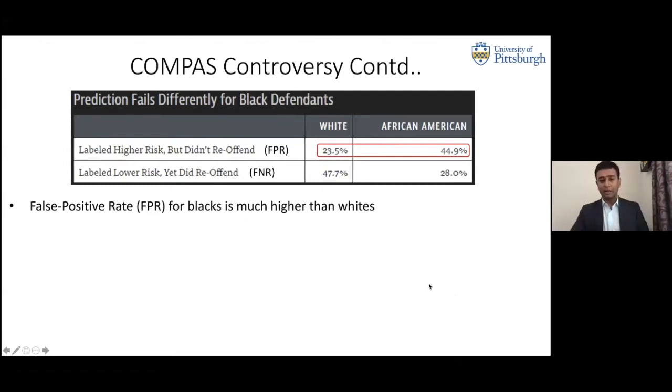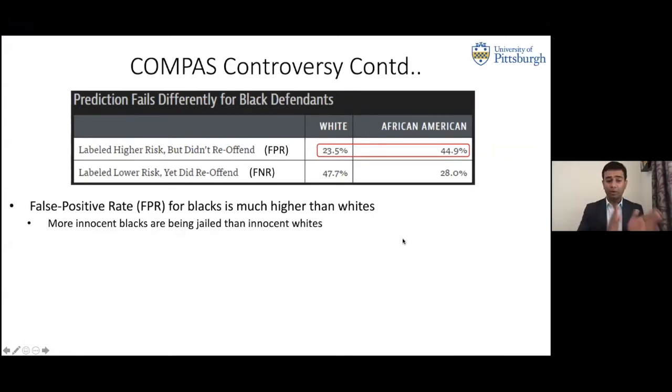It turns out that the false positive rate for blacks is much higher in this case, which is 44.9%, and the false positive rate for whites is only 23.5%. Now, the plain English definition of this is that more innocent blacks are being jailed compared to innocent whites. So if you are an innocent black person, you have a much higher likelihood of getting into jail by mistake compared to an innocent white person.